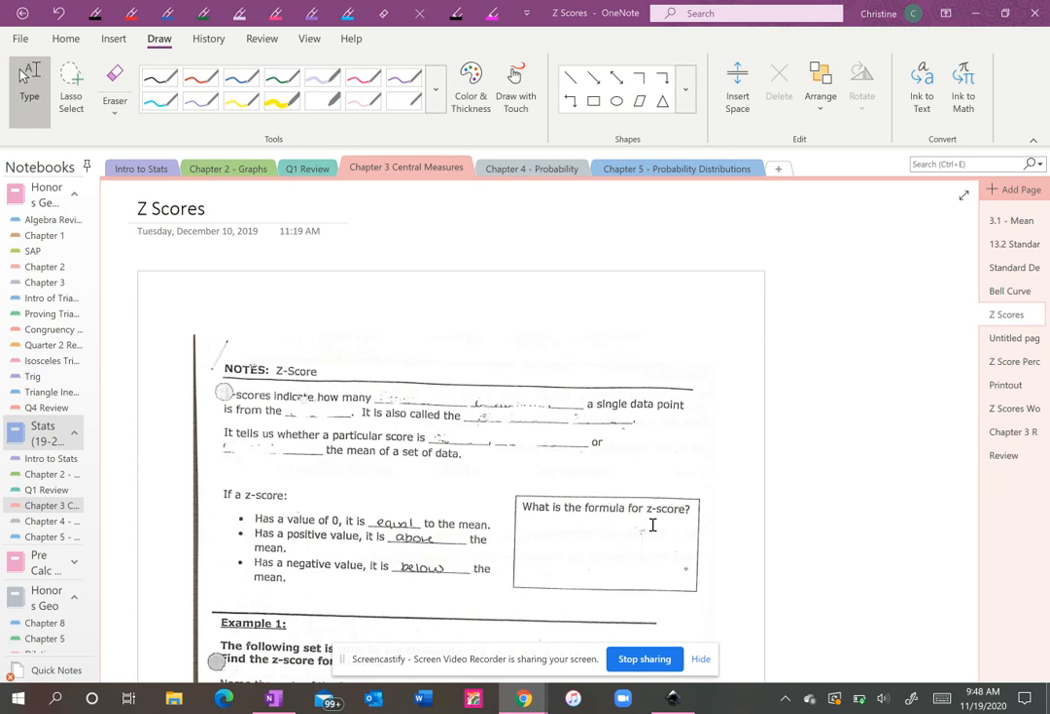However, there are times when a number can fall within a partial standard deviation. For example, if it was half a standard deviation away, it would be in between 0 and 1 standard deviation. Okay, so z-scores indicate how many standard deviations a single point is from the mean.